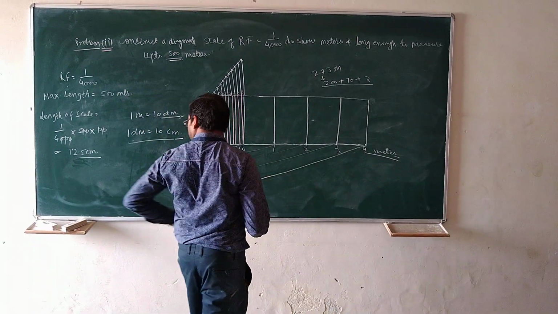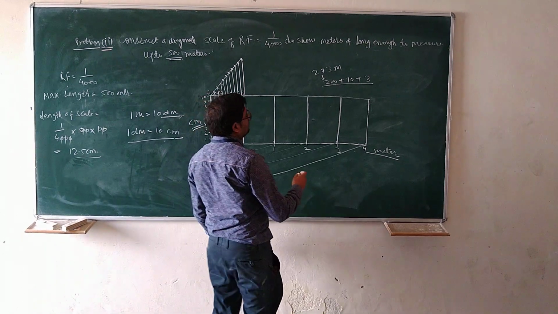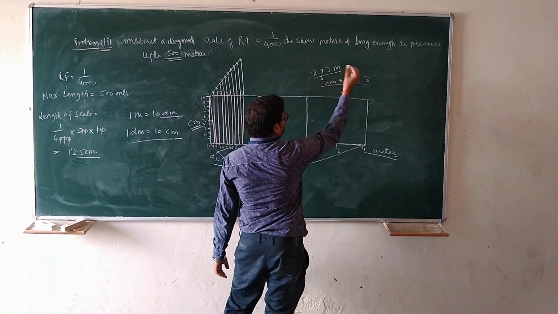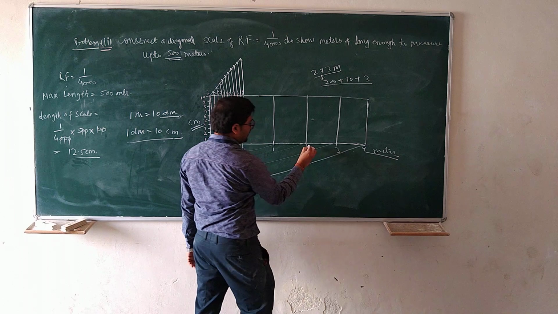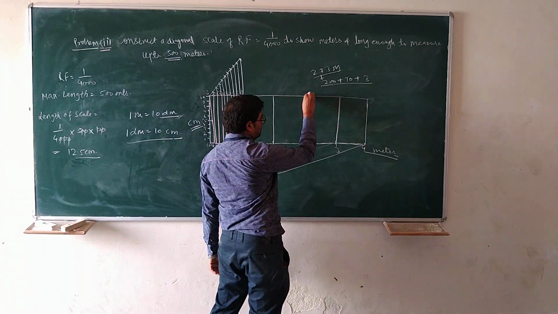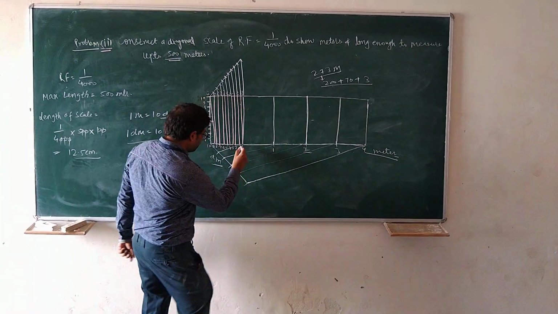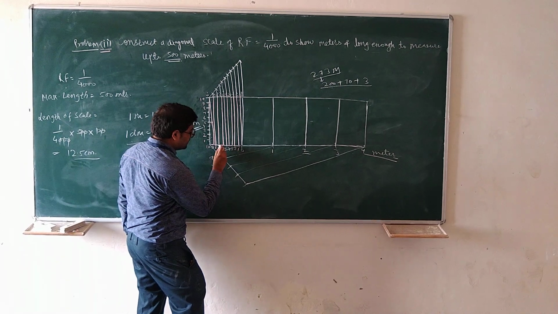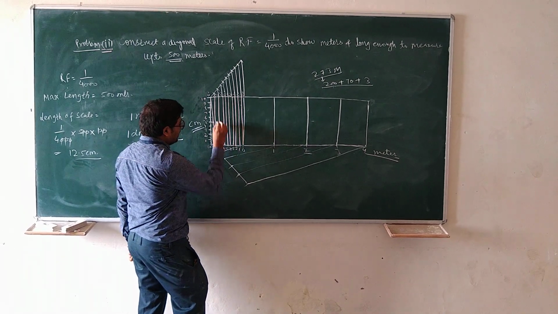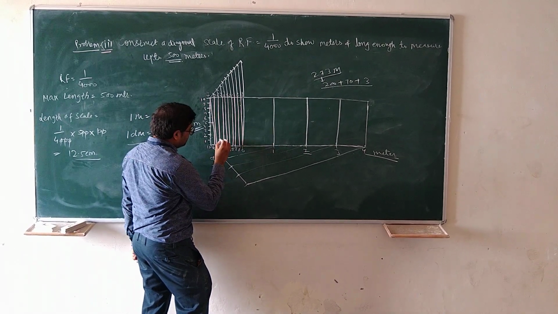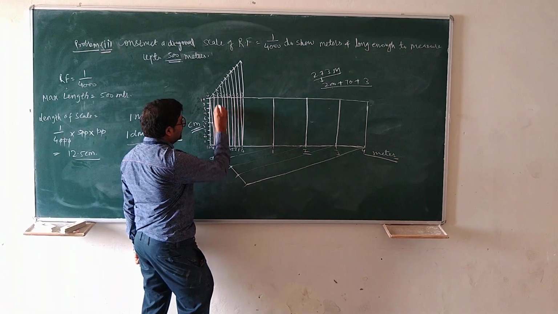So how can we calculate or mark them? 273 to 200. 200 is this, 70 for this 7 line, and we have to go through this line only.